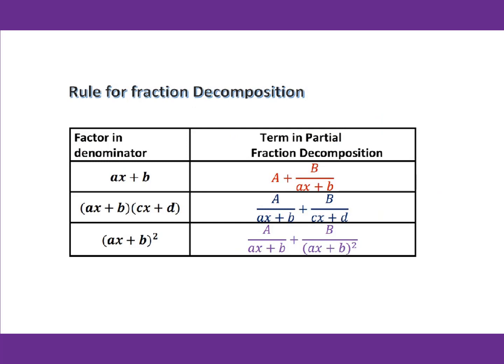This is the rule for fraction decomposition. Check the denominator. If the denominator is a linear function like ax plus b, then you will set up A over ax plus b format. If the denominator is ax plus b times cx plus d, then you will set up like this. If your factor is ax plus b squared, you will set up like this.